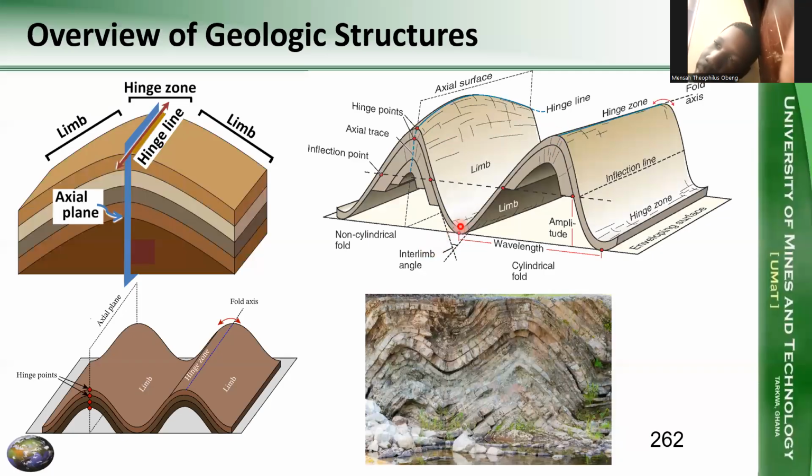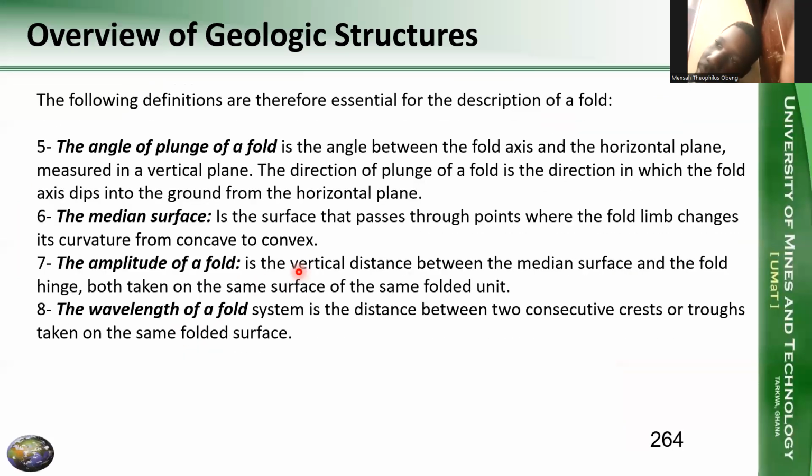And this is the interlimb angle. This is the limb. These are the two limbs of the fold. The highest points are the crest, and the axis here at the crest, we call it the fold axis.